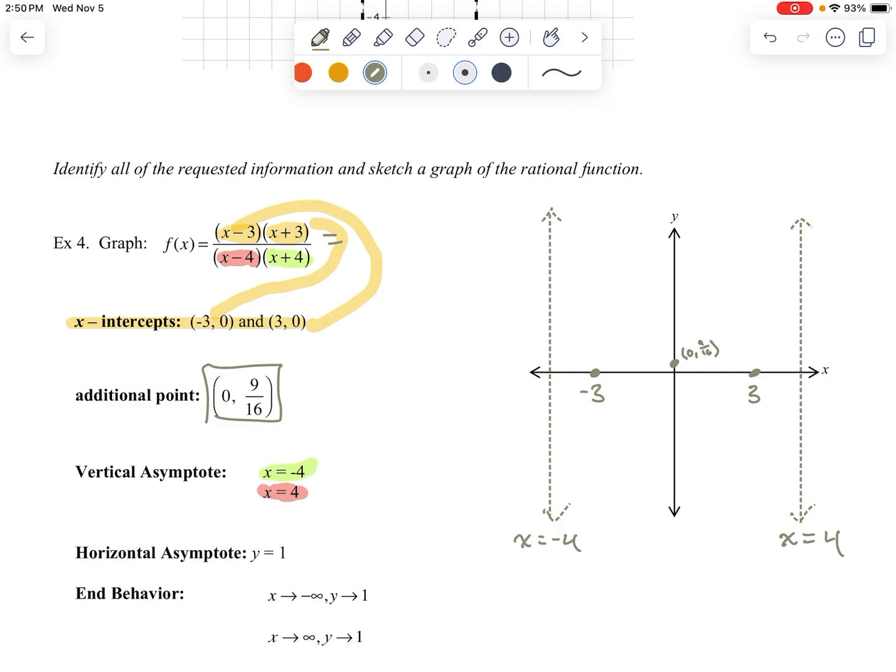And notice that this is balanced because if we multiply x times x, we get x squared. And down here, if we multiply x times x, we get x squared. So there's an invisible 1 over 1. So that's why the horizontal asymptote is given at y equals 1.